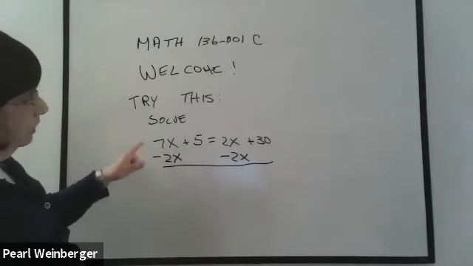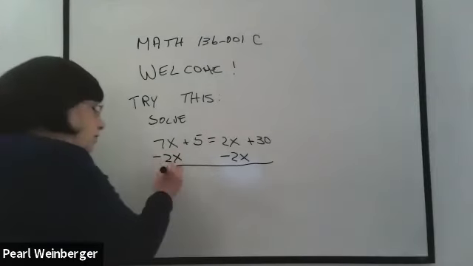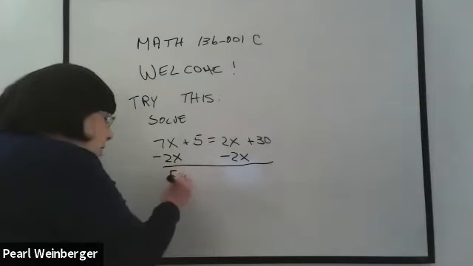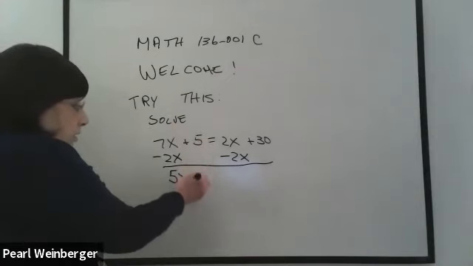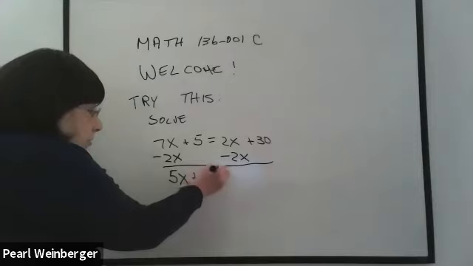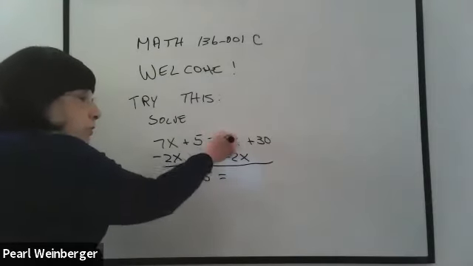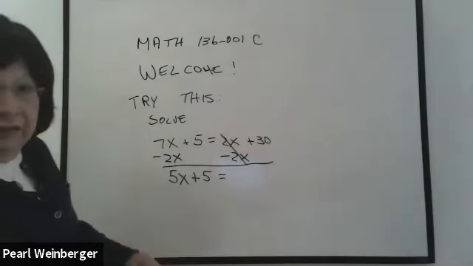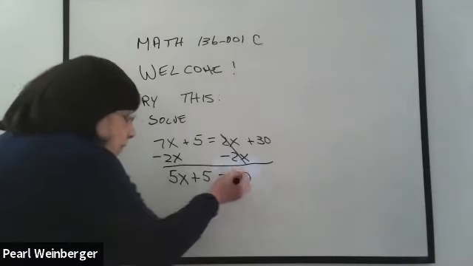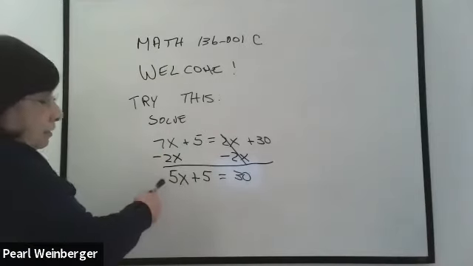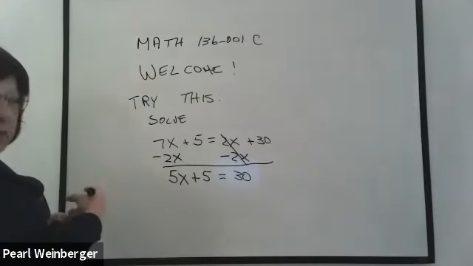Okay, so here we're doing 7x minus 2x. Of course, that's giving us 5x. The 5, I didn't subtract anything from it, so I just bring it down. Now what happens with the 2x minus the 2x, it cancels out. So over here, I just bring down the 30. And now I have all the variables to one side.